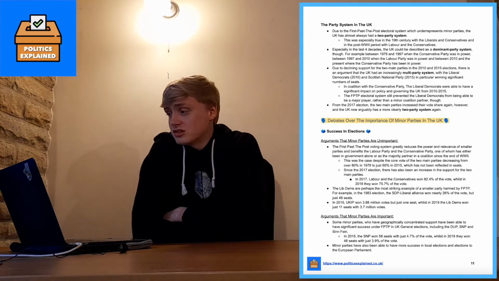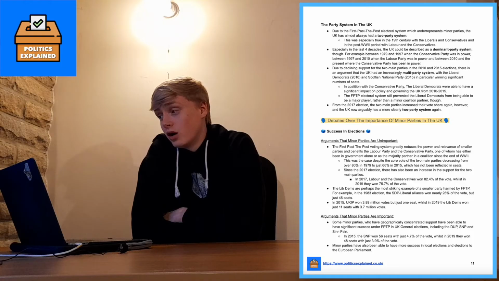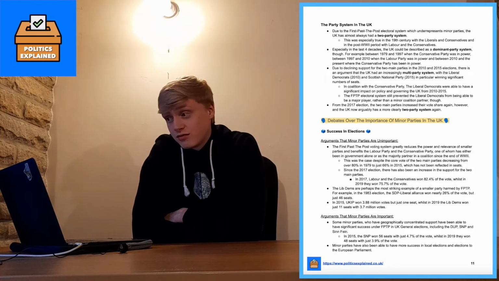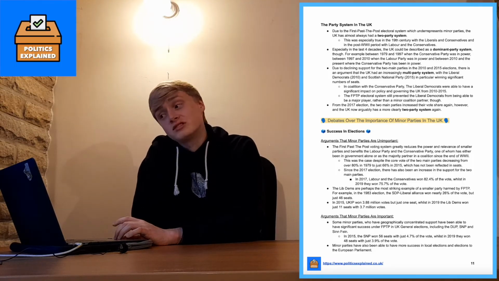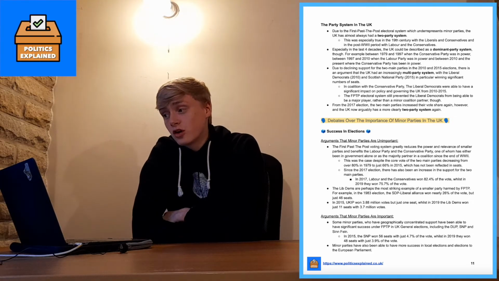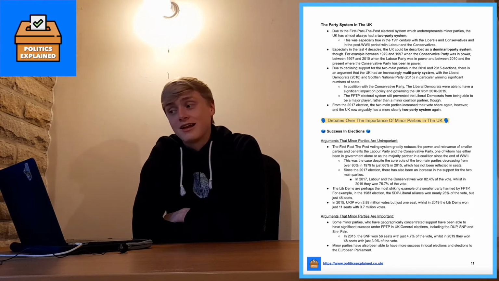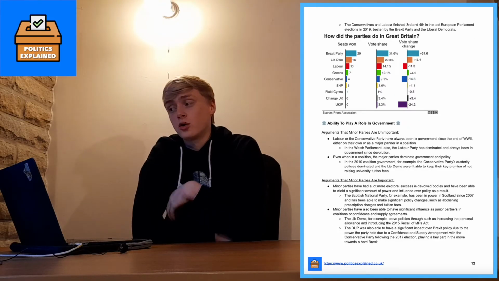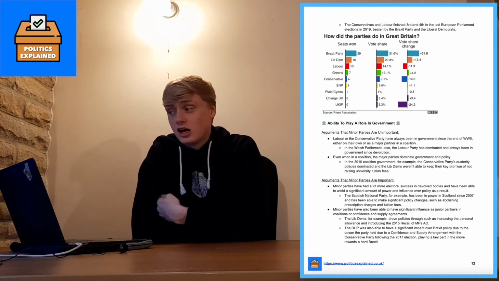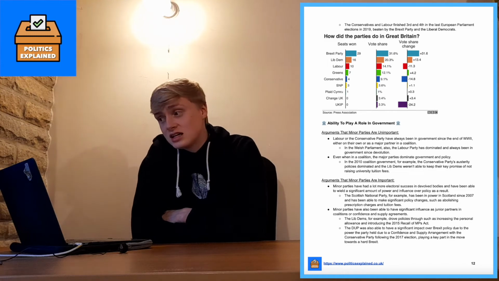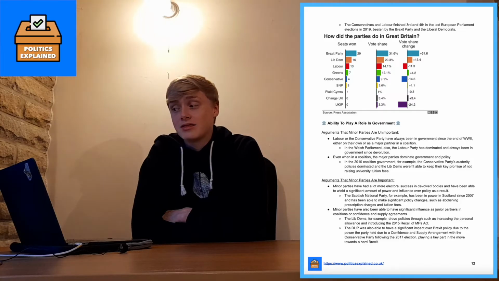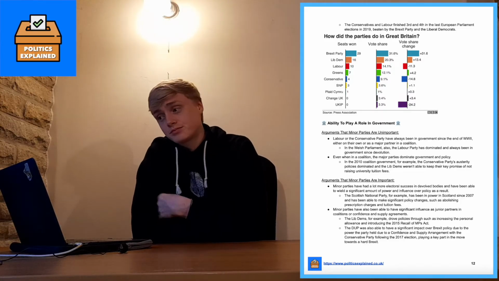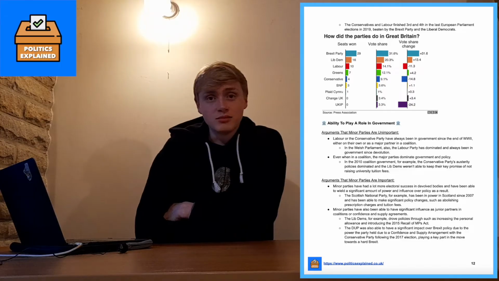On the other hand, some minor parties who have geographically concentrated support have been able to have significant success under first past the post, including the DUP, SNP and Sinn Féin. For example, in 2015, the SNP won 56 seats with just 4.7% of the vote, whilst minor parties have also been able to have more success in local elections and elections to the European Parliament. So the most recent and the last European Parliament elections in the UK in 2019, the Conservatives and Labour finished third and fourth, beaten by the Brexit Party and the Liberal Democrats, so minor parties. So that's it in terms of success in elections.